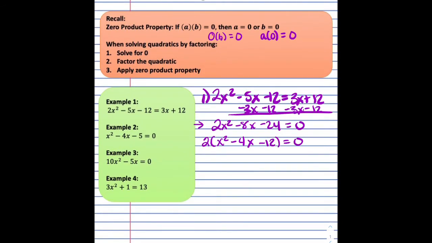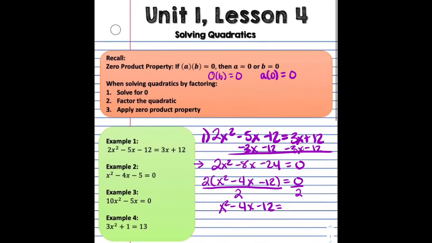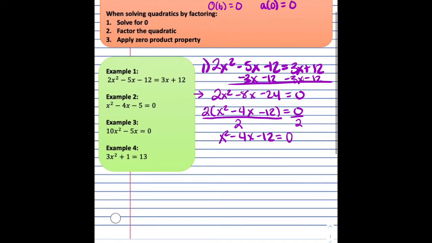Well, because I'm multiplying on the left-hand side by 2, I can undo that multiplication by division. So whatever I do to one side, I have to do to the other. So 2 divided by 2 becomes 1, and that just leaves me with x squared minus 4x minus 12 on the left-hand side, and 0 divided by 2 is 0. Now I have something equal to 0, and I need to factor my quadratic.